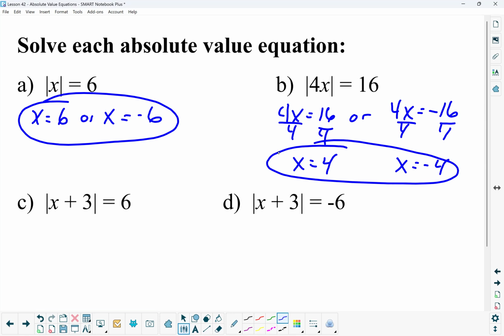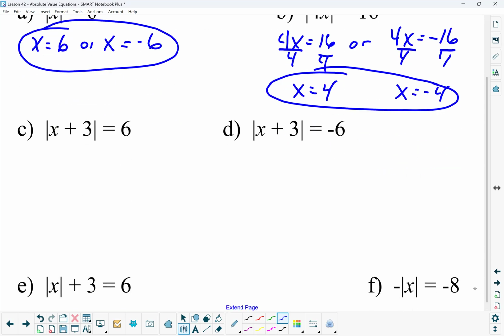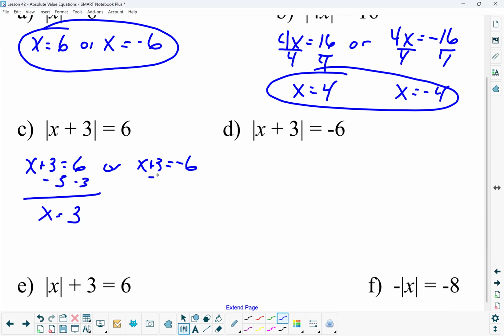The absolute value of x plus 3 equals 6. So again, the absolute value is by itself. So we're going to get x plus 3 equals 6 or x plus 3 equals negative 6. Subtract 3 from both sides. X equals 3. X equals negative 9.